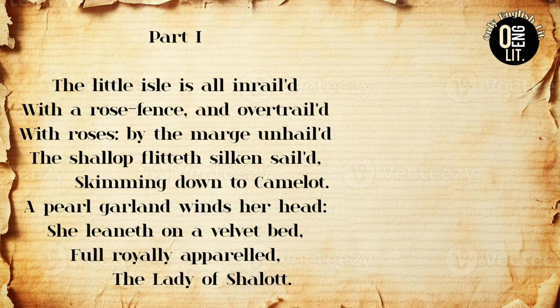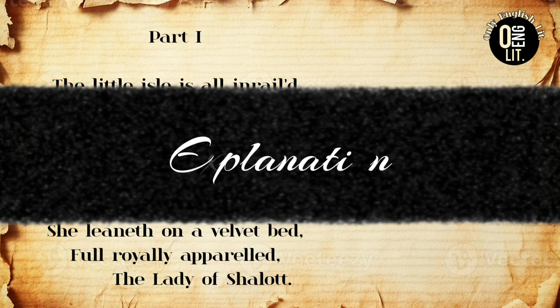The little isle is all enrailed with a rose fence and overtrailed with roses by the marge unhailed. The shallop fitteth silken sailed, skipping down to Camelot. A pearl garland winds her head. She leaneth on a velvet bed, full royally apparelled, the Lady of Shalott.